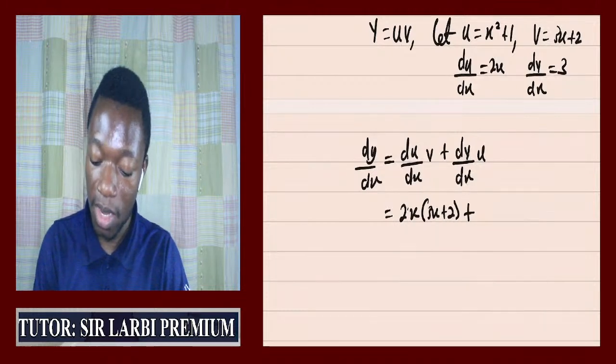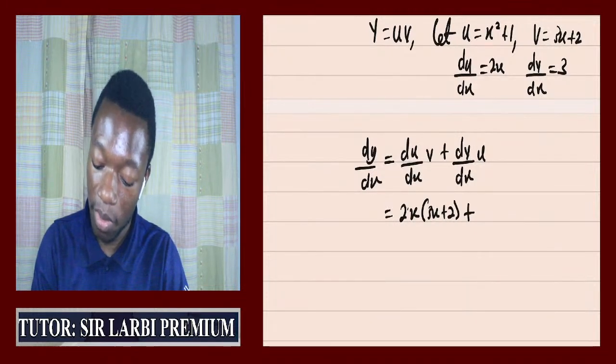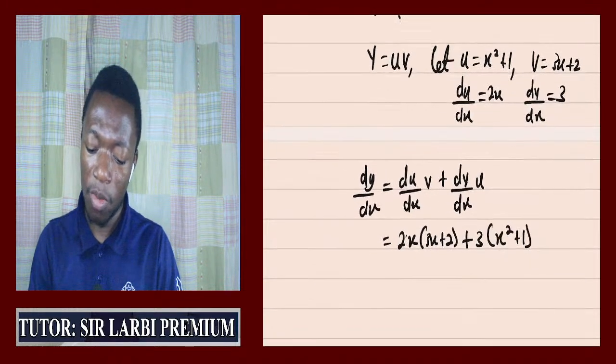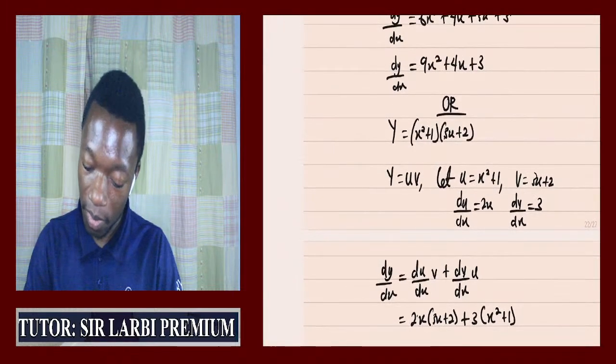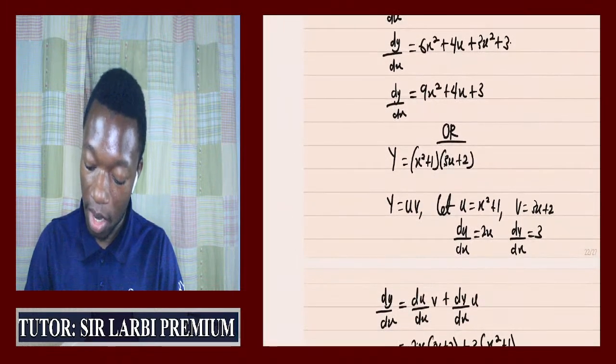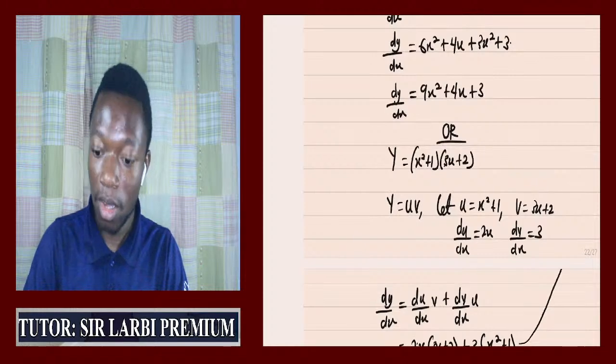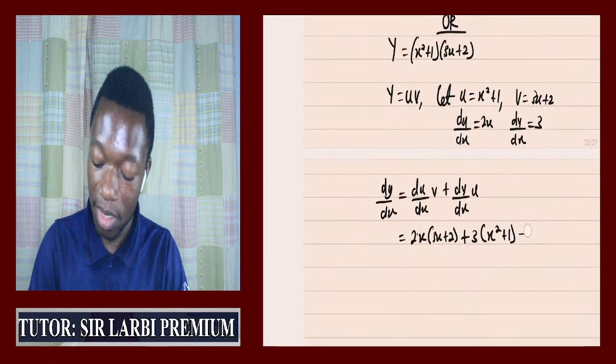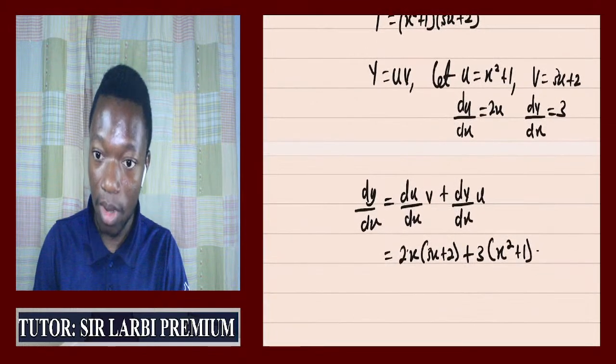What is dv over dx? It is what? 3. Also multiplying u, which is what? x squared plus 1. How can we see a similar thing here? Yeah, it is the same thing, right? Generally. Next one, look at this.